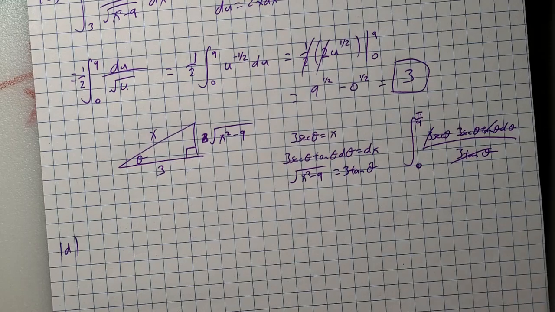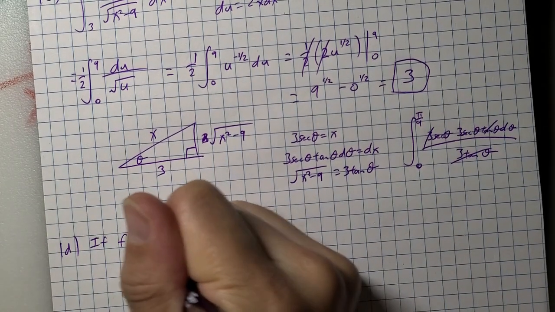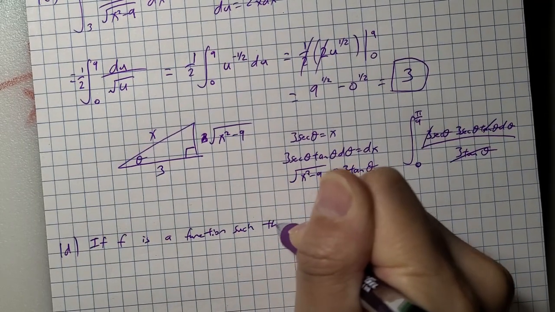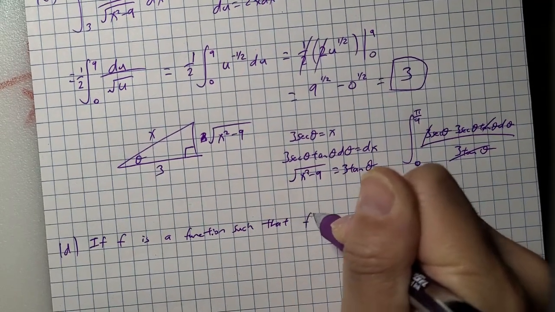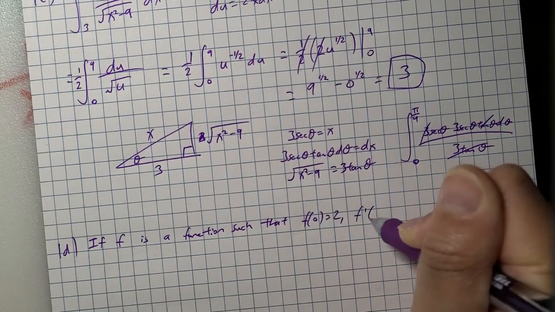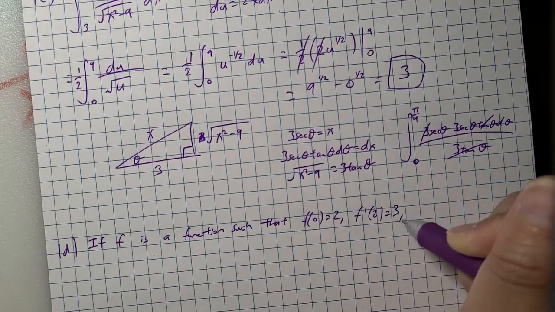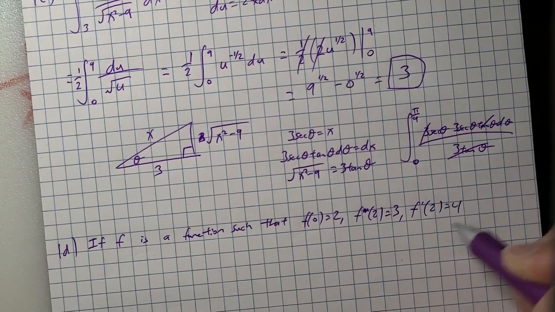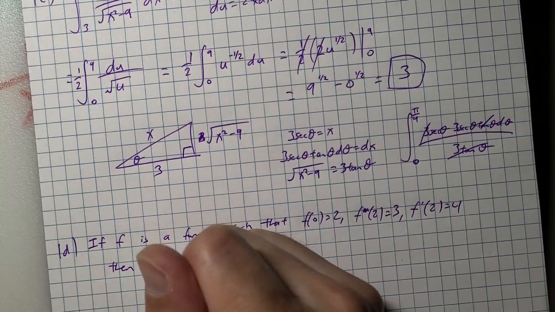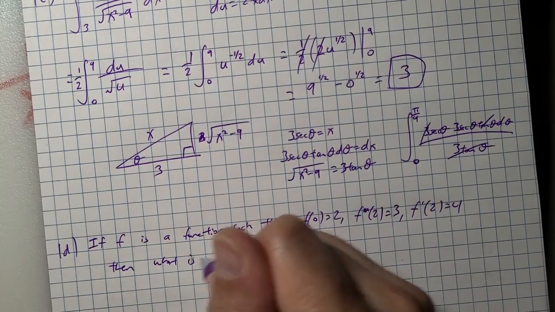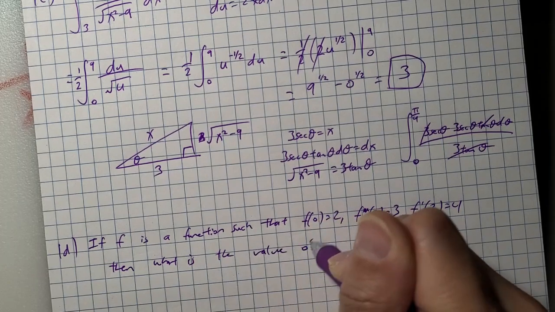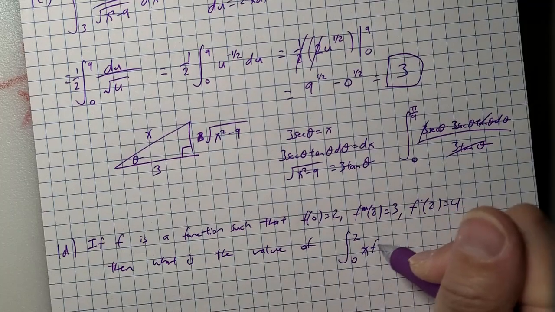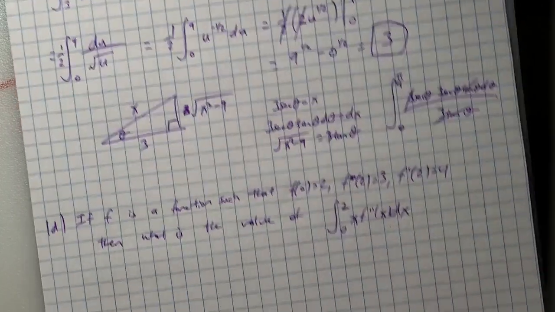1D, looks like a more conceptual question. It says if f is a function such that f of 0 is equal to 2, f of 2 is equal to 3, and f prime of 2 is equal to 4, then what is the value of integral from 0 to 2 of x f double prime x dx.